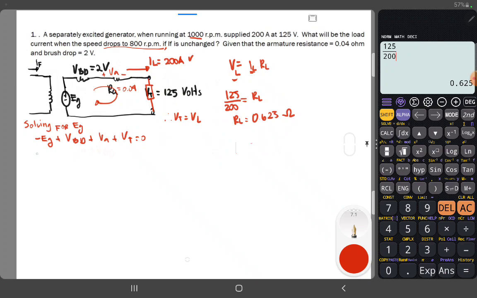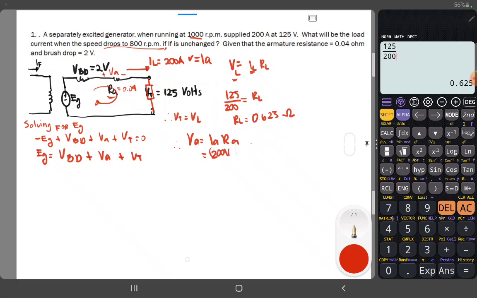Now from here, I will have my EG, which is equal to VBD plus VA plus VT. But what is my VA? My VA is simply equal to IA multiplied by RA, and my IA is equal to, now, our IL is in series with our IA, so therefore, IL is equal to IA, which is equal to 200 ampere.